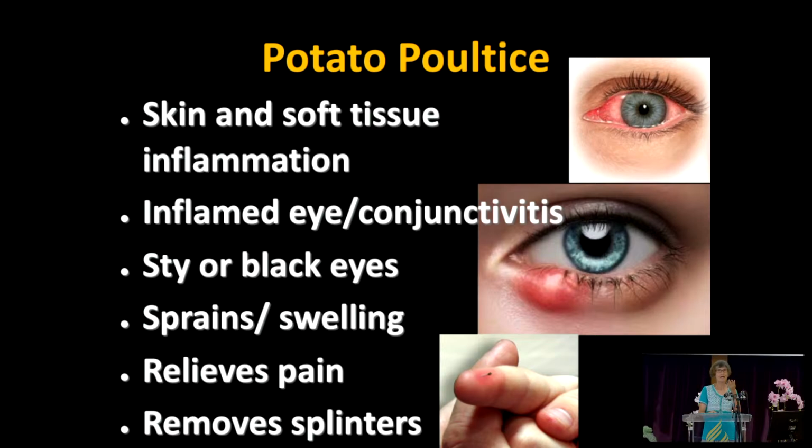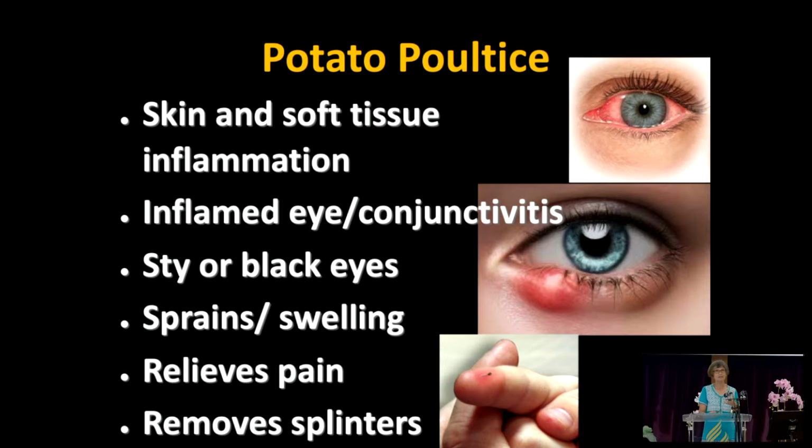Okay, inflamed eye, the first picture up there, that's conjunctivitis. Stye or black eyes, okay, a stye you can see in the second picture in the middle, the red part, that's called a stye. Sprains, sprains are when you twist yourself and you get inflammation response.